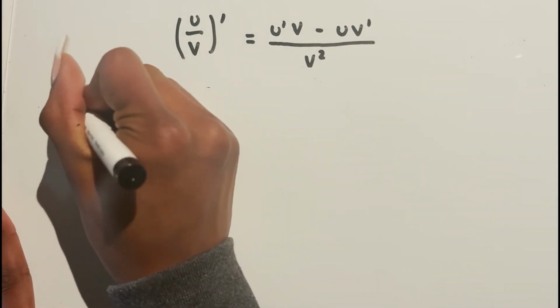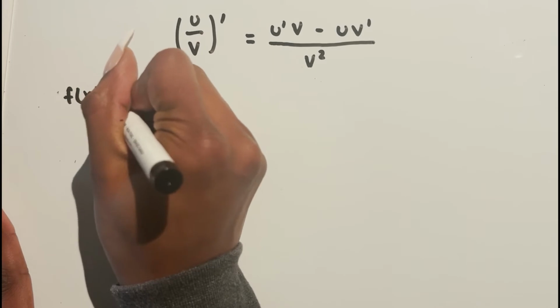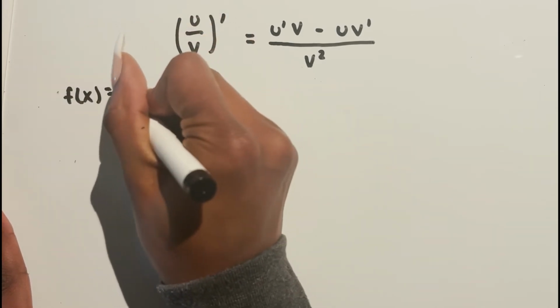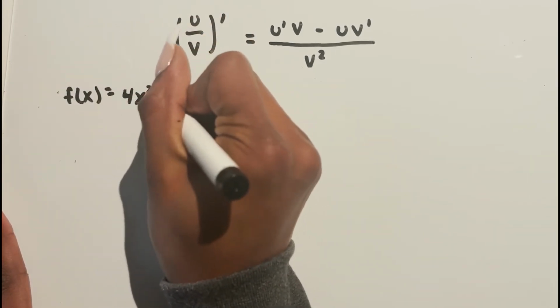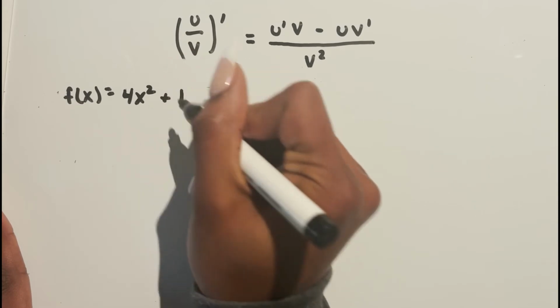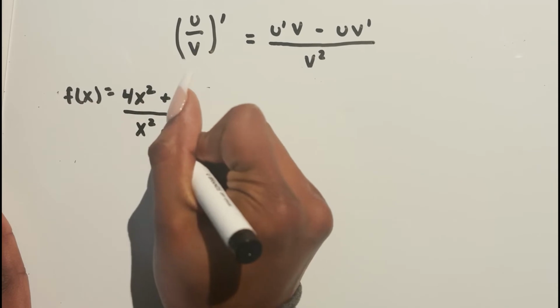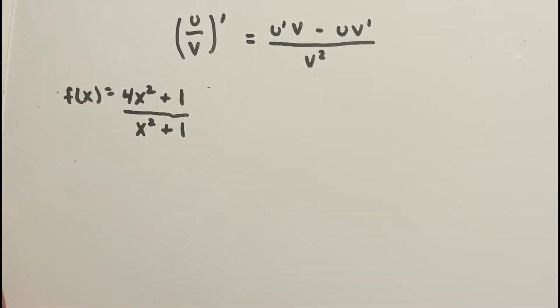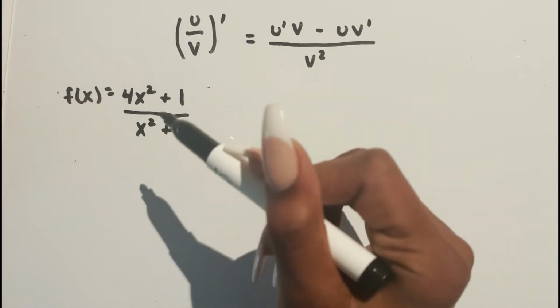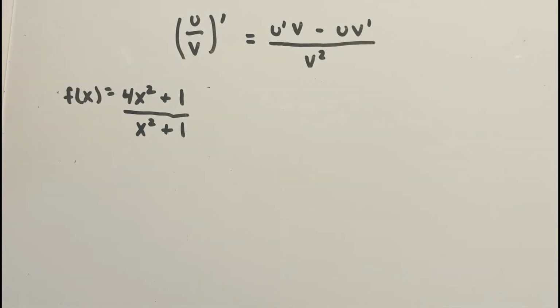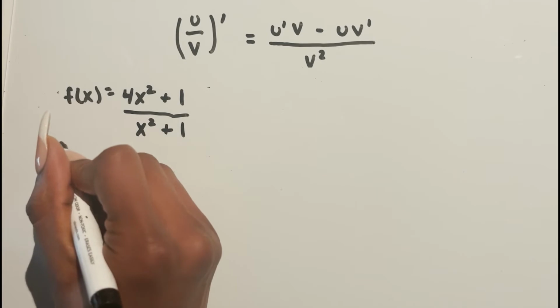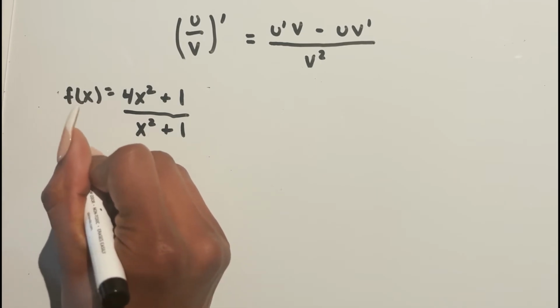Let's look at the function f of x equals 4x squared plus 1 over x squared plus 1. So here we see that we have a numerator and a denominator. They're being divided, so we know to use the quotient rule. So let's use the formula to solve through the derivative.